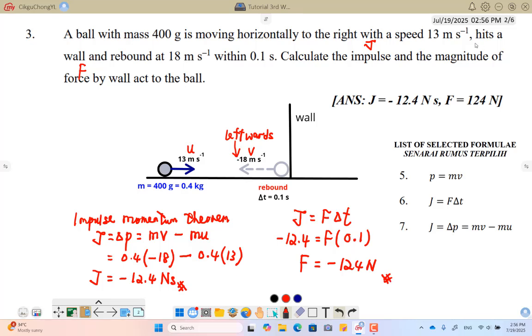Since the question asks for the magnitude of the force, the magnitude of the force will be 124 Newton. The negative here indicates the direction of the force. So the direction of the force that acts on the ball is negative. That's why the ball will rebound and move leftward after hitting the wall.